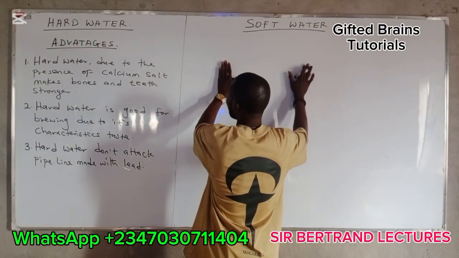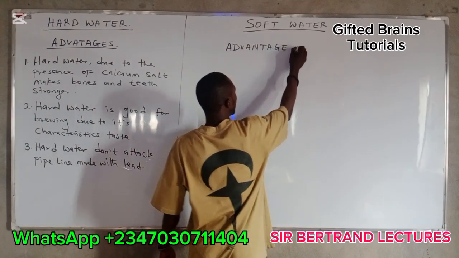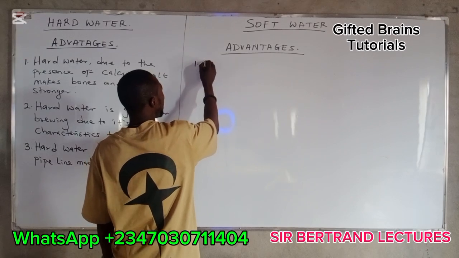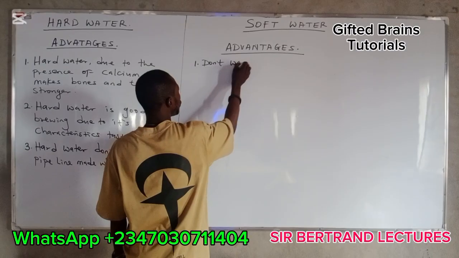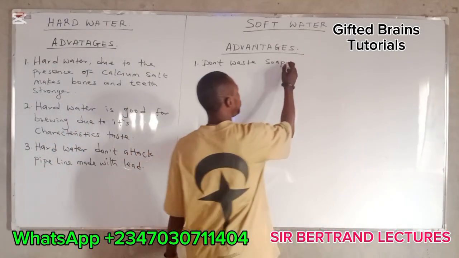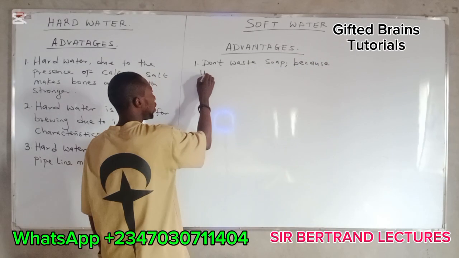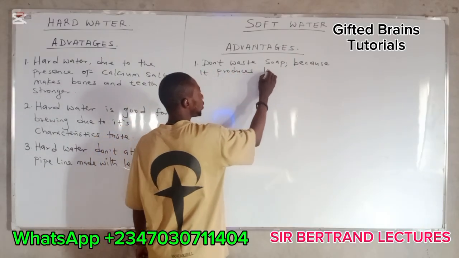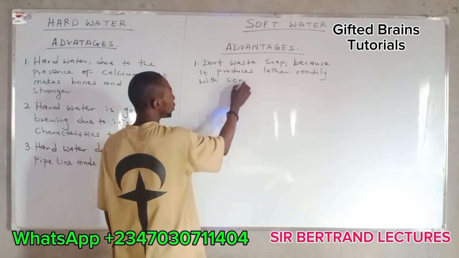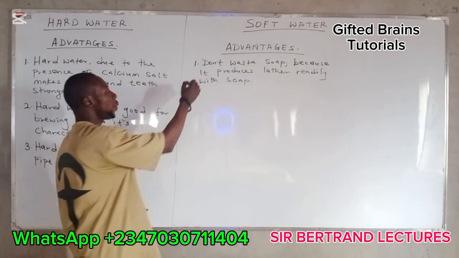And now let's look at advantages of soft water. Number 1, soft water doesn't waste soap, because it produces lather readily with soap. Soft water does not waste soap because it produces lather readily with soap.